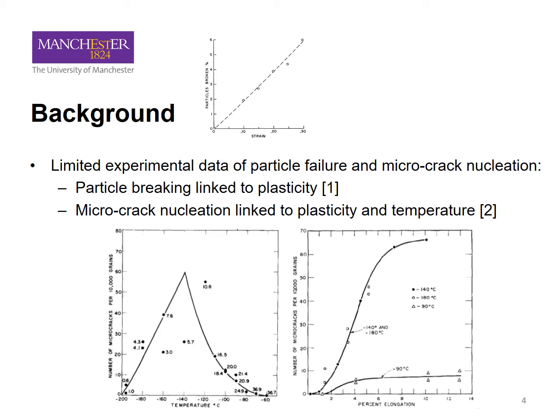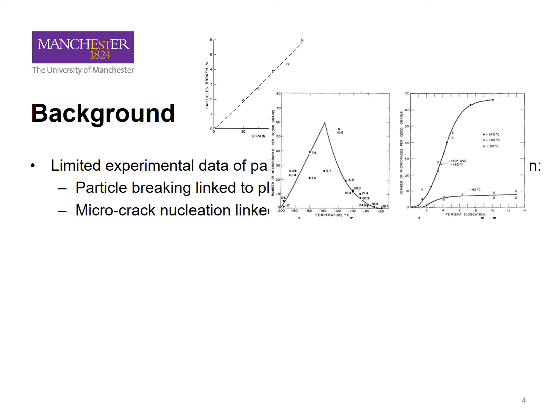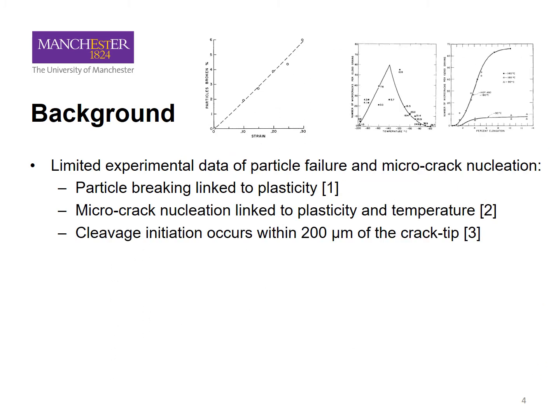This is reflected in the plot on the right of number of microcracks versus percent elongation. The -140 and -180 data points follow the same pattern, which is clearly different to the -90 data points, where above 4% elongation the number of microcracks doesn't really increase. We also know from other work by Hoch that cleavage initiation typically occurs within 200 microns of the crack tip. As I said above, the stress fields here are quite different to those in a tensile specimen.